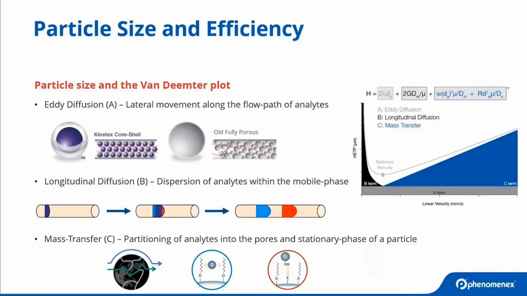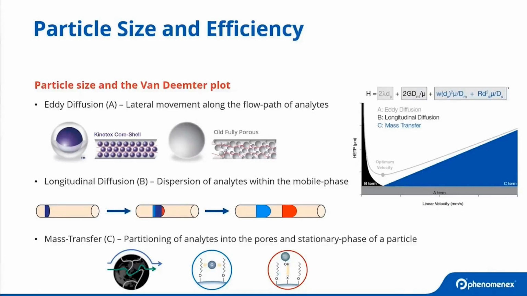What's happening when we use specific linear velocities through a given column? Here is where the Van Deemter equation and corresponding Van Deemter plot come into play.